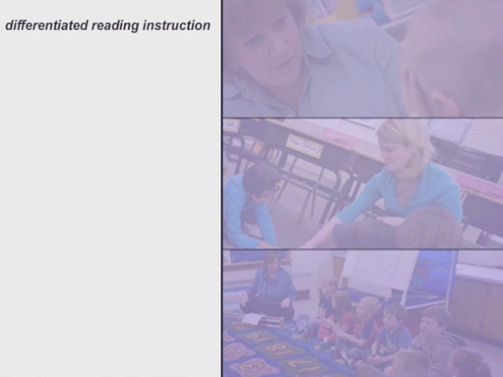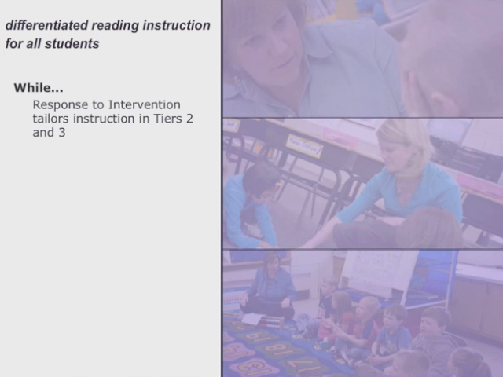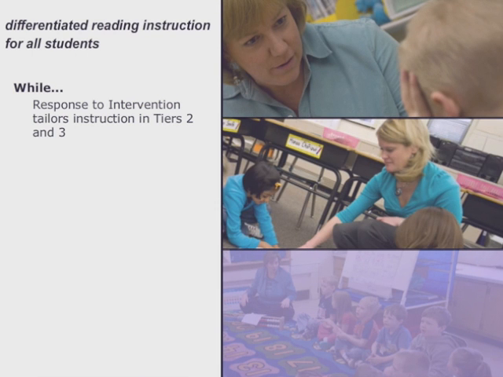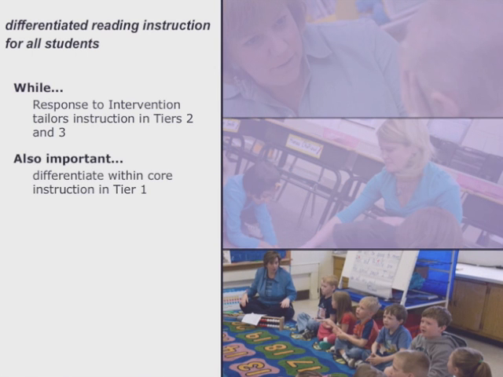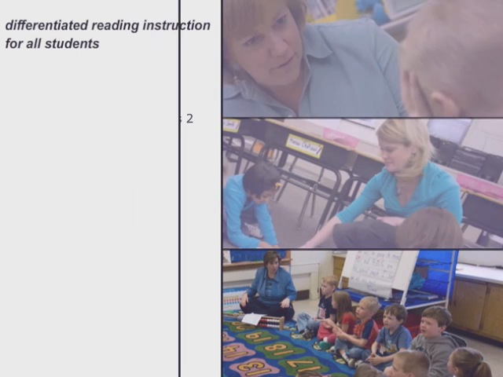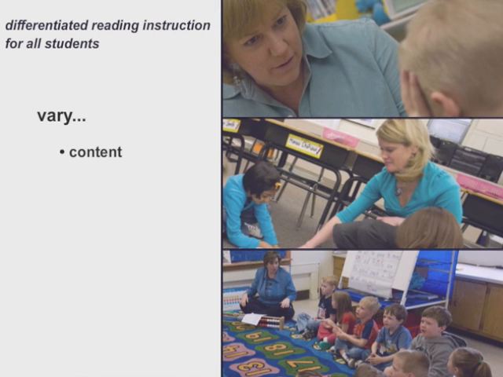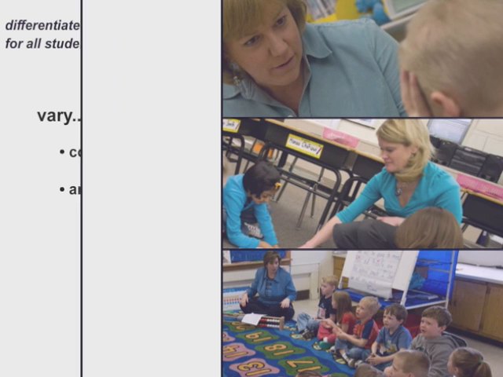Differentiated reading instruction based on assessment data is essential for all students, not just those receiving interventions. While response to intervention systems tailor instruction for students in Tiers 2 and 3 to meet targeted instructional needs, it is also important to differentiate within core instruction to ensure that students are mastering core skills. This is accomplished by varying the content focus, the amount of time spent on instruction, and the degree of teacher support and scaffolding provided to students based on their reading proficiency levels.